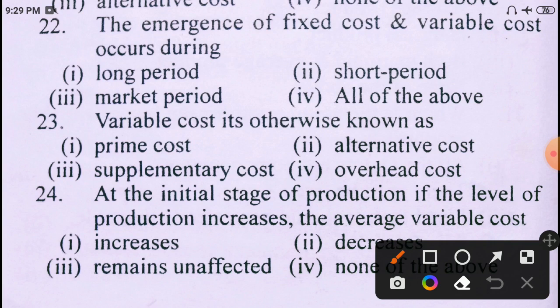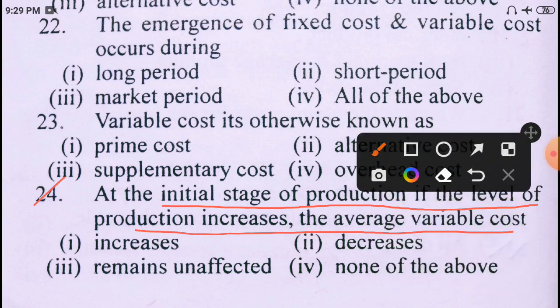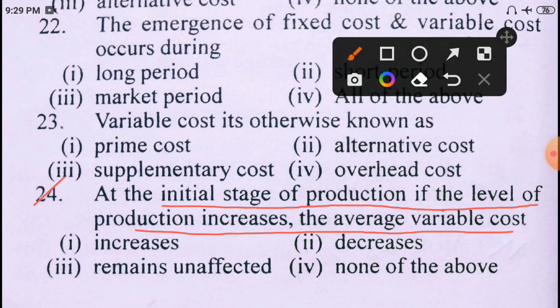Next, number 24. At the initial stage of production, if the level of production increases, the average variable cost: the options are (i) increases, (ii) decreases, (iii) remains unaffected, (iv) none of the above. The correct answer is (ii) decreases.